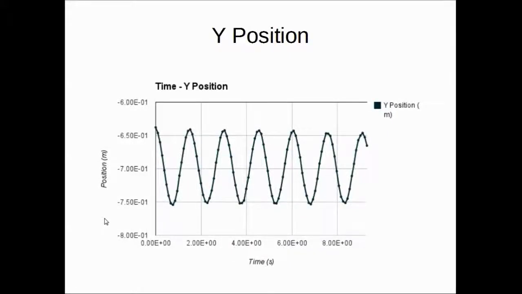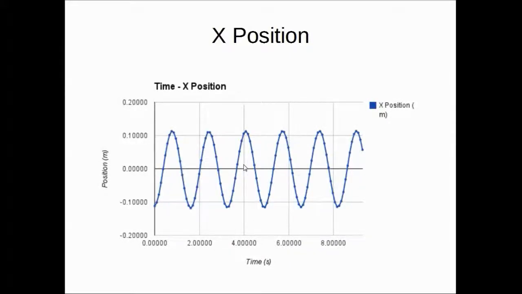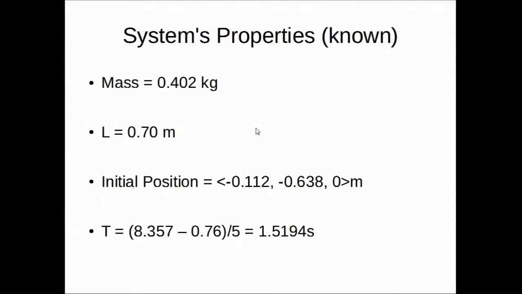And this is the y position versus time plot, and the x position versus time plot. And here are the system properties that we know. The mass is 0.402 kilograms, and the length of the spring at the static equilibrium state when the object is pulling it down is 0.7 meters, and the initial position is minus 0.112 for the x component, and for the y component minus 0.638 meters, and the oscillation period is 1.519 seconds.